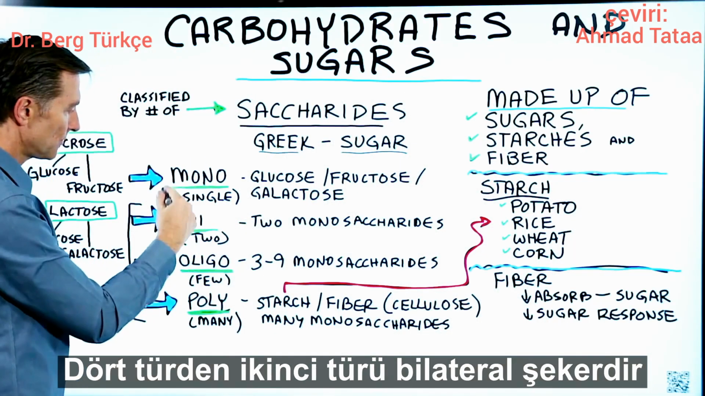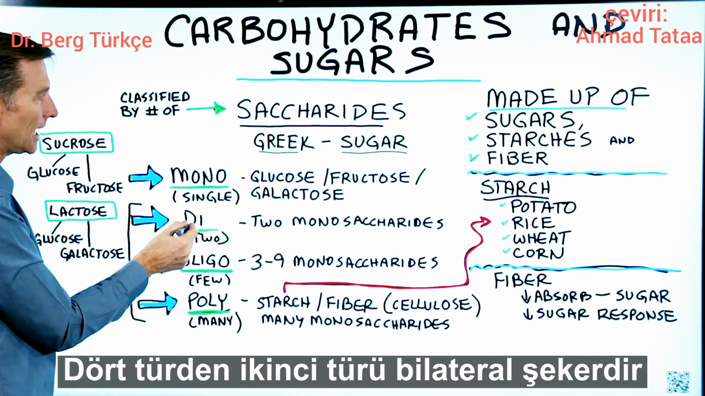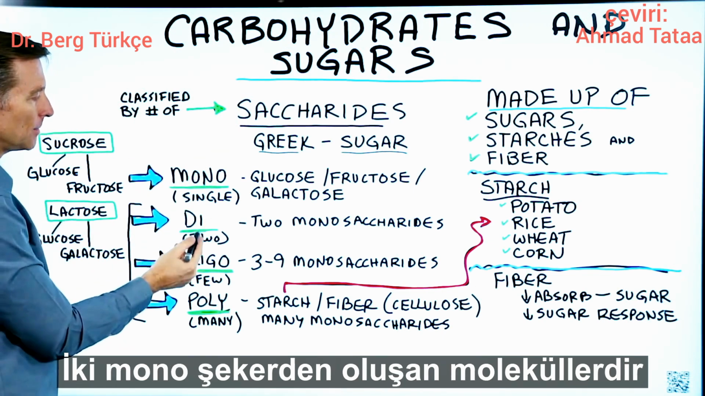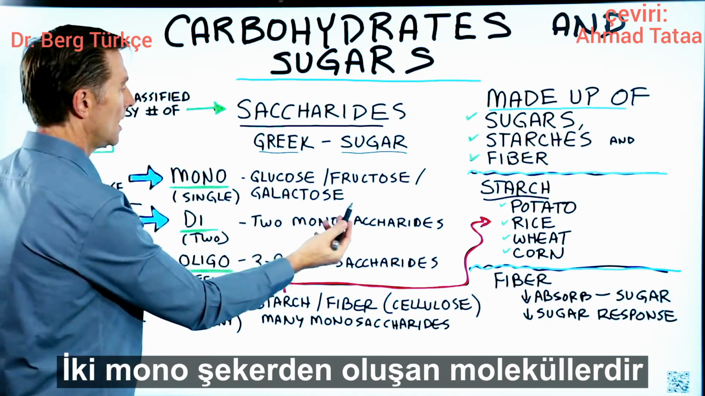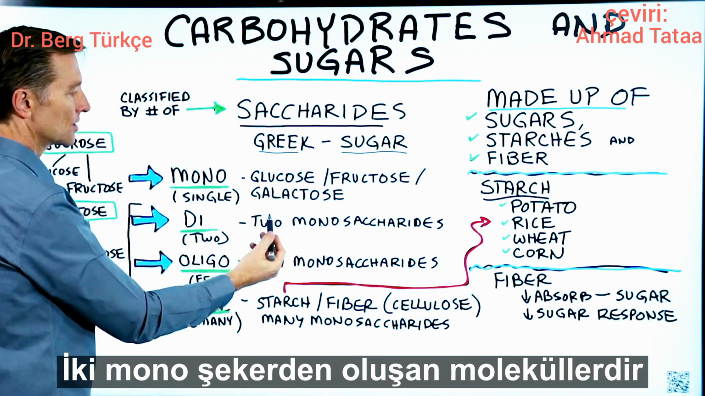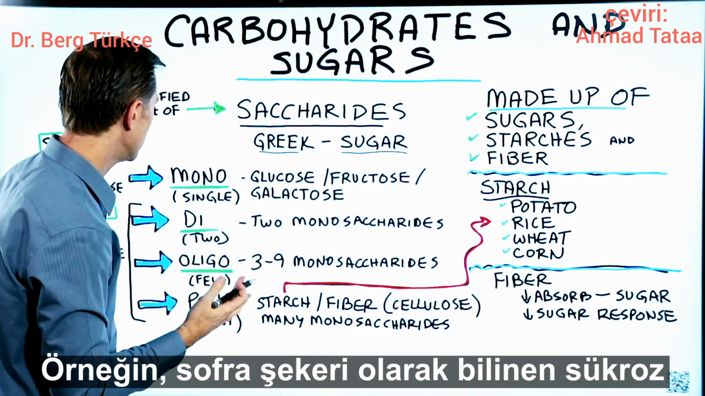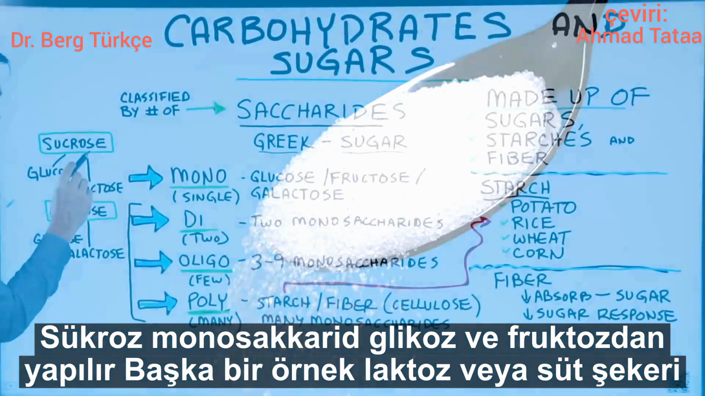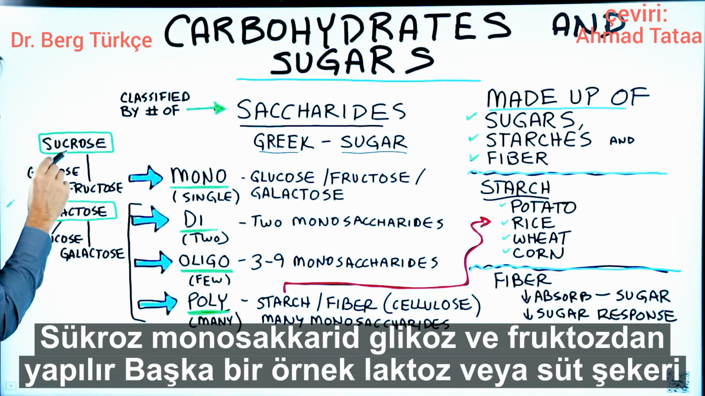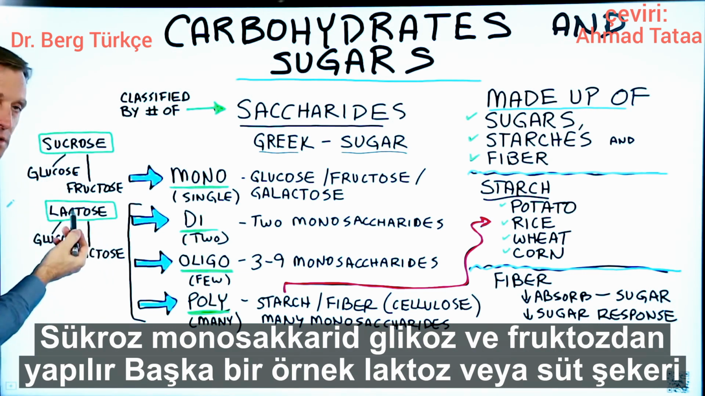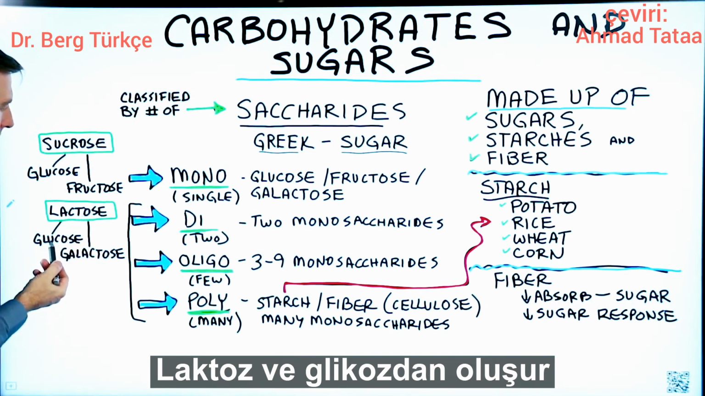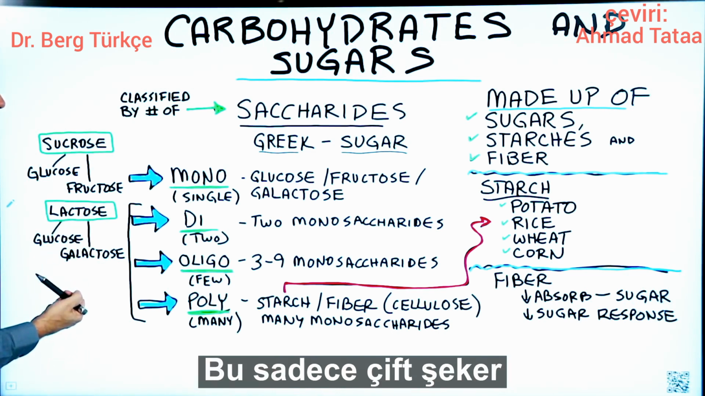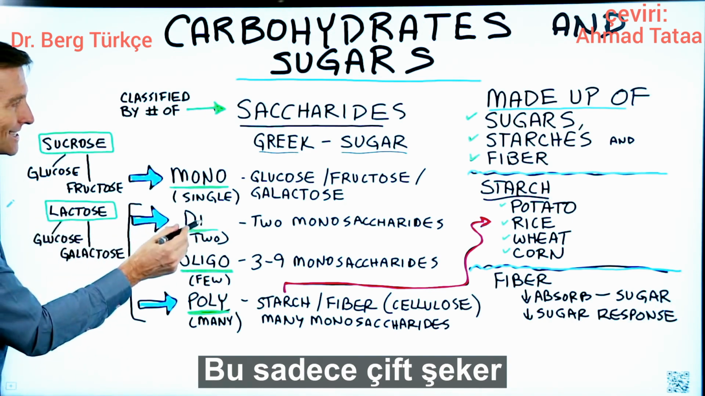Next one, and there's four, okay, is disaccharides. Di means two. Two of these right here, okay? It's called two monosaccharides. So an example of a disaccharide would be like table sugar or sucrose. That's the same thing. Sucrose is composed of two of these, glucose and fructose. Another example would be lactose, milk sugar. It's composed of glucose and galactose, okay? So that's what a disaccharide is.